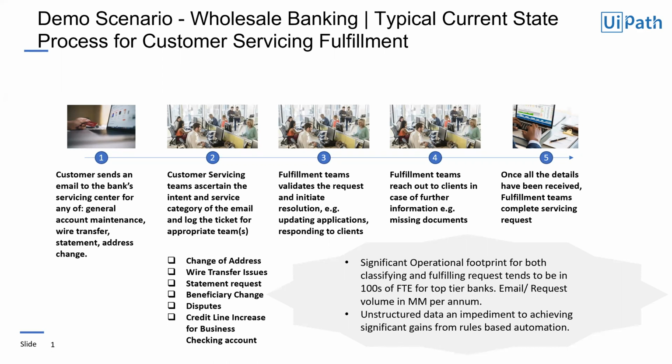This is quite a tedious activity and involves a large operational footprint. At a typical top tier bank, there are hundreds of FTEs looking at steps 2, 3, 4, and 5. The email and the request volumes often exceed several millions. If you notice in this particular process, without getting past the unstructured data, that is these emails, there are large impediments to automating this process end to end. And hence, there is a need to look at technologies beyond RPA to achieve the same.